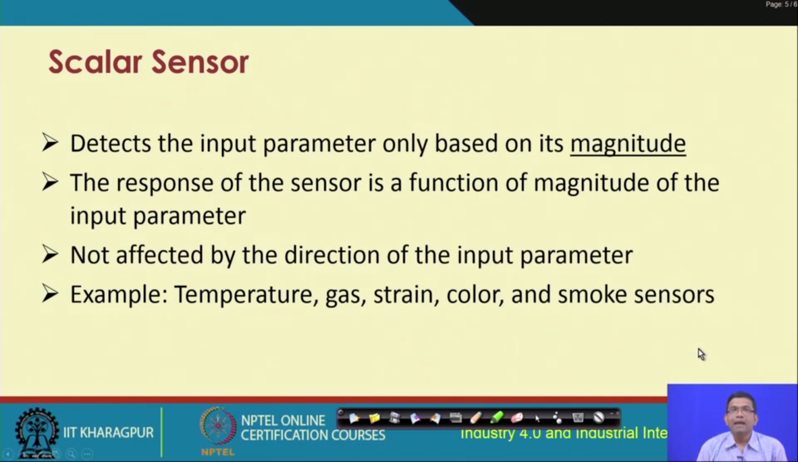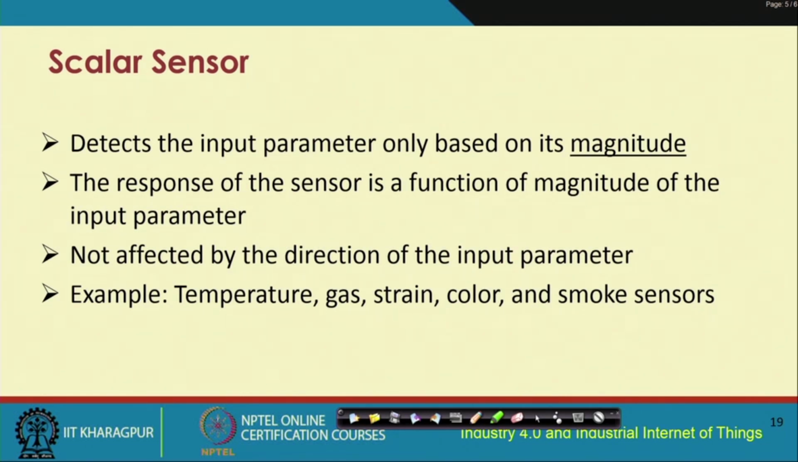Scalar sensors and vector sensors. Scalar sensors are basically the ones which will measure only the magnitude of the input parameter, only the magnitude. Basically it is the difference between scalar values and vector values, which shows the difference between the scalar sensor and the vector sensor. So, the response of a scalar sensor is a function of the magnitude of the input parameter, nothing else, and is not affected by the direction of the input parameter. Examples would be temperature sensor, gas sensor, strain sensor, color sensor, smoke sensor.